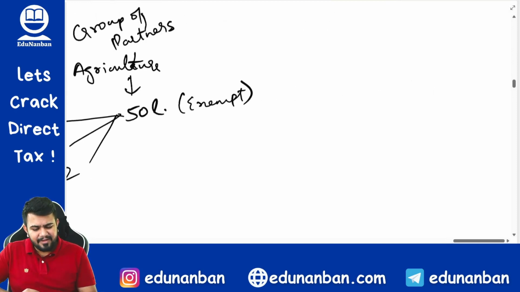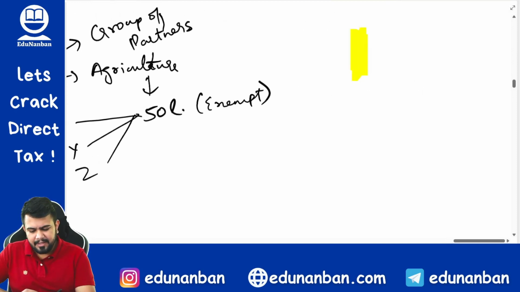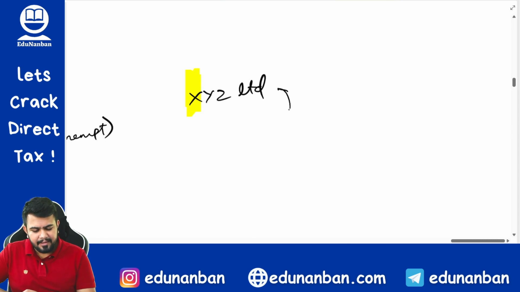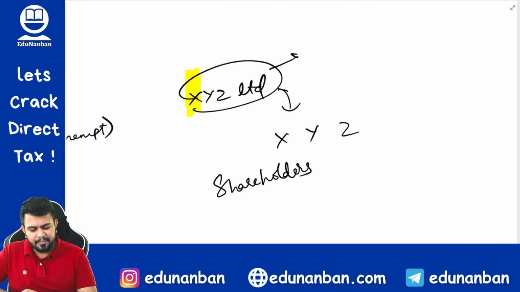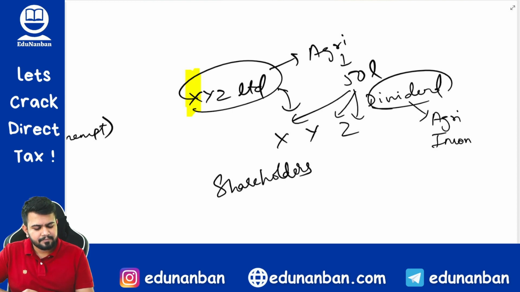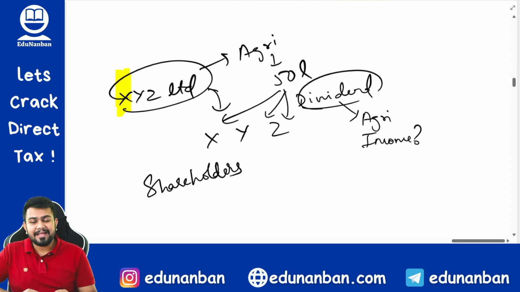But sir, can we use the same concept in case of a company? Let's say XYZ Limited. XYZ Limited is a company, and X, Y and Z are shareholders. And let's say the company does agricultural business and earns 50 lakh rupees. And this 50 lakhs is given as dividend to the 3 shareholders. Now in such case, will this dividend be considered as agricultural income? Yes or no? The answer is no.